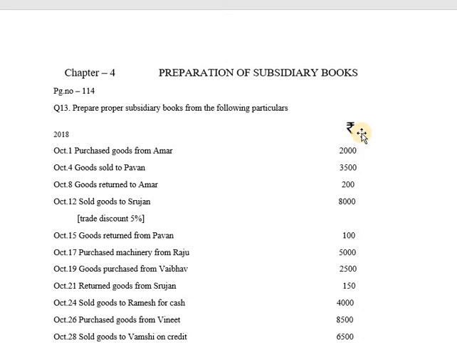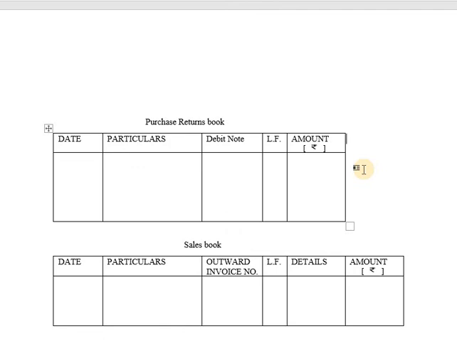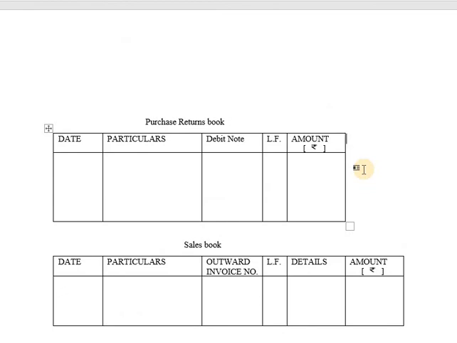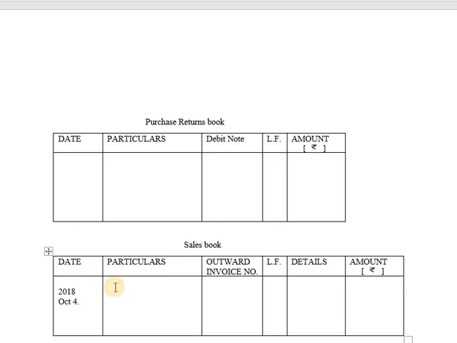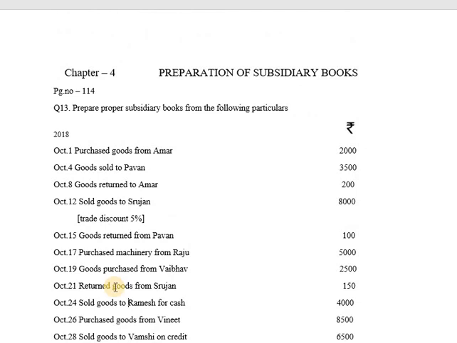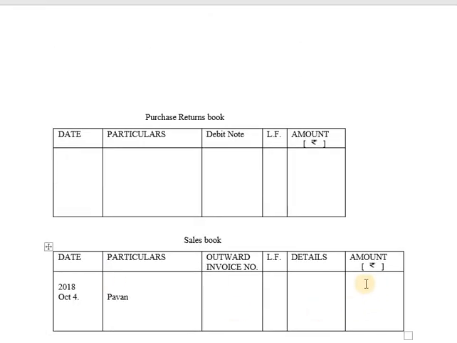Next, after October 1st, we have a transaction on October 4th. Goods sold to Pawan 3500 rupees. So it is a transaction of sales, so this will be recorded in sales returns book. It will be recorded in sales book, sorry. As it is a transaction of sales, it will be recorded in sales book. So in sales book, the date will be taken as 2018 October 4, and we have sold goods to Pawan. So Pawan's name will be recorded in the particulars column, and we have sold goods to Pawan worth rupees 3500. So 3500 will be recorded in the amount column. So here you will be writing it as 3500.